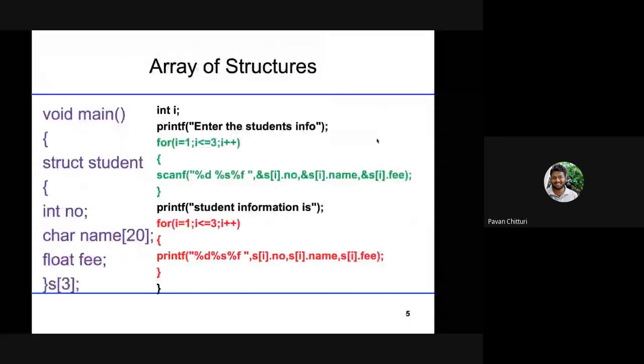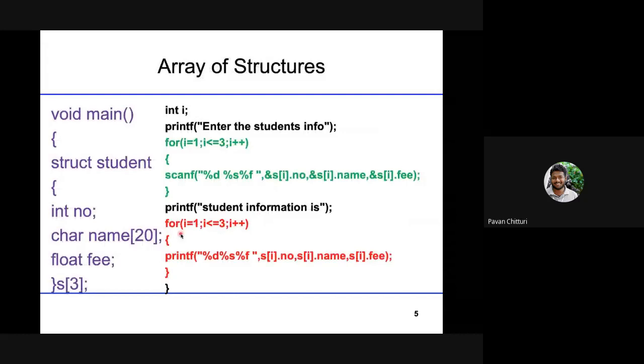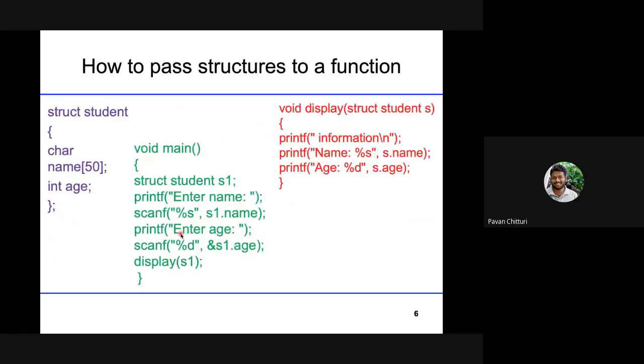So you have seen how it is programmatically working. This is array of structures. And the next part is how to pass a structure to a function. Like how we pass an array to a function, the same thing is happening here. In the same way, we will pass the structure to a function. So this is how we try to do it.